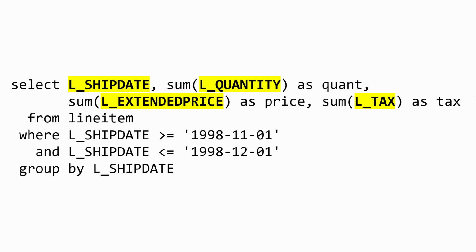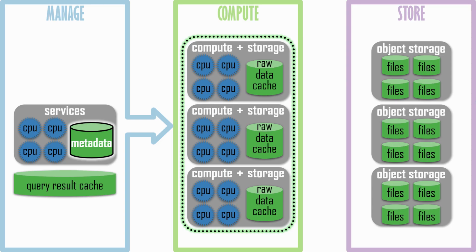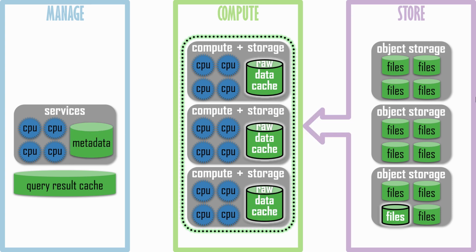Our query needs data from only four columns, so that will further reduce the amount of data that needs to be transferred from object storage. So, based on the metadata, the compute cluster will be instructed to fetch data from only a subset of files and copy data from only a subset of their columns onto the compute cluster's solid-state drives.